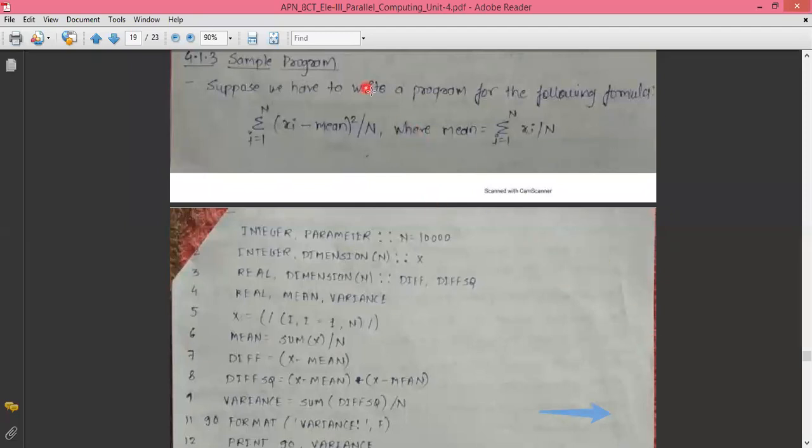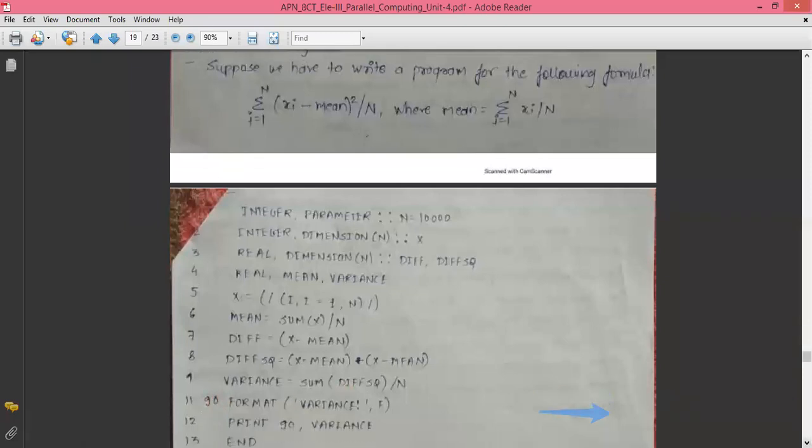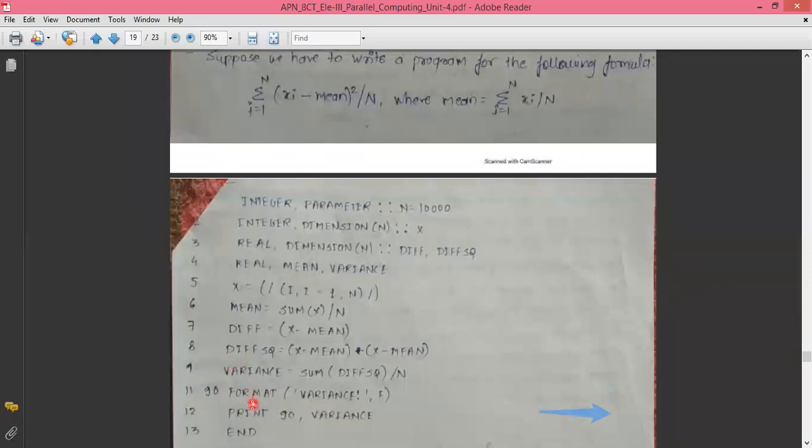So this is the formulation which we have converted into this program, and this program style is Fortran 90. Remember that you should not forget to write down the format in which you want the output to be generated. Here it is mentioned as format 90 and print 90 variance, followed by the end statement, which represents where the program ends. So we are done with the first parallel programming language.